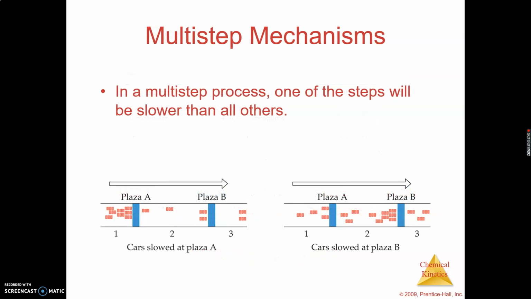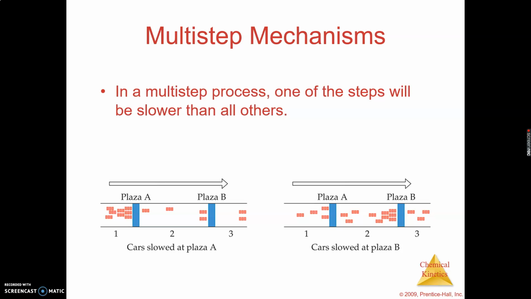And so we can look at multi-step mechanisms. So when we look at multi-step mechanisms, the thing to understand here is that our chemical reactions can occur in one step, but a lot of them occur in multiple steps. They have multiple paths they take. So when we look at this, the first thing to make note of is when you have a multi-step process, one of the steps will be the slowest step.